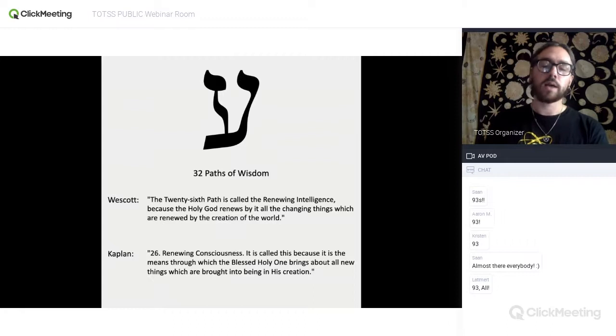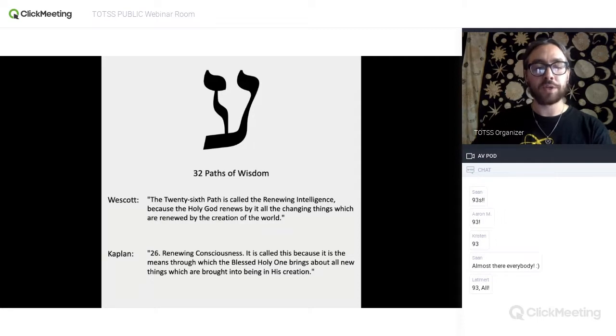All right, so as always, we'll do our 32 paths of wisdom here. So this is the 26th path. Westcott, again, I'll give you Westcott's translation, which is the one more central to the Golden Dawn tradition, and I also give you a modern scholarly translation from Kaplan. So Westcott gives: the 26th path is called the renewing intelligence, because the holy God renews by it all the changing things which are renewed by the creation of the world.